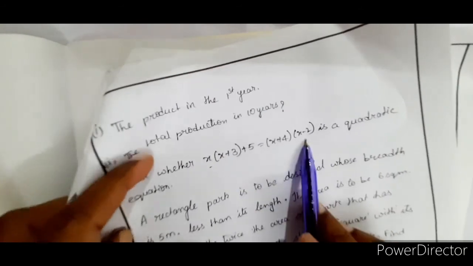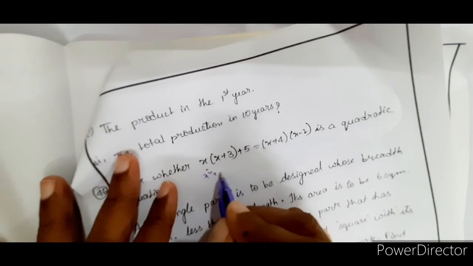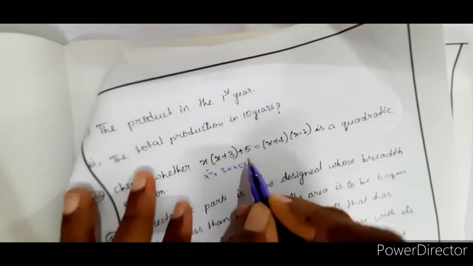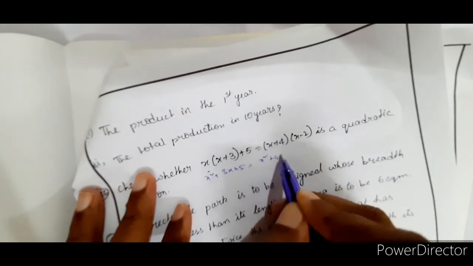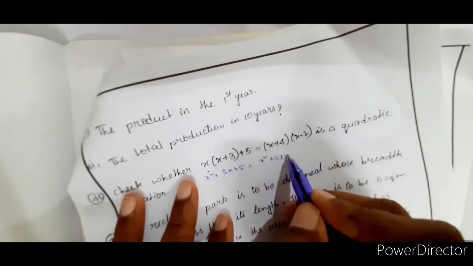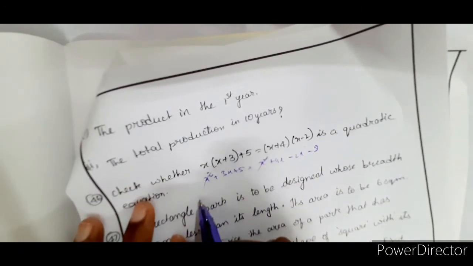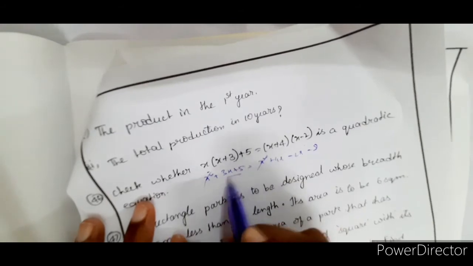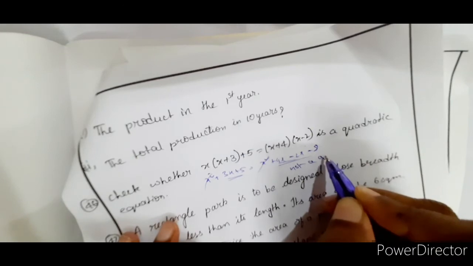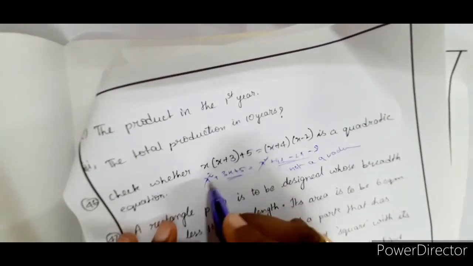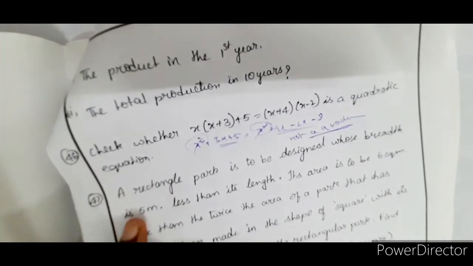So check whether this is a quadratic equation or not. So just do this one. x square plus 3x plus 5 is equal to, now see, mention this one, x square plus 4x minus 2x minus 8. So now x square is on both sides with a plus sign, so they will get cancelled. So this is not a quadratic equation, because you don't have an x square term at all in this. It's not a quadratic equation.